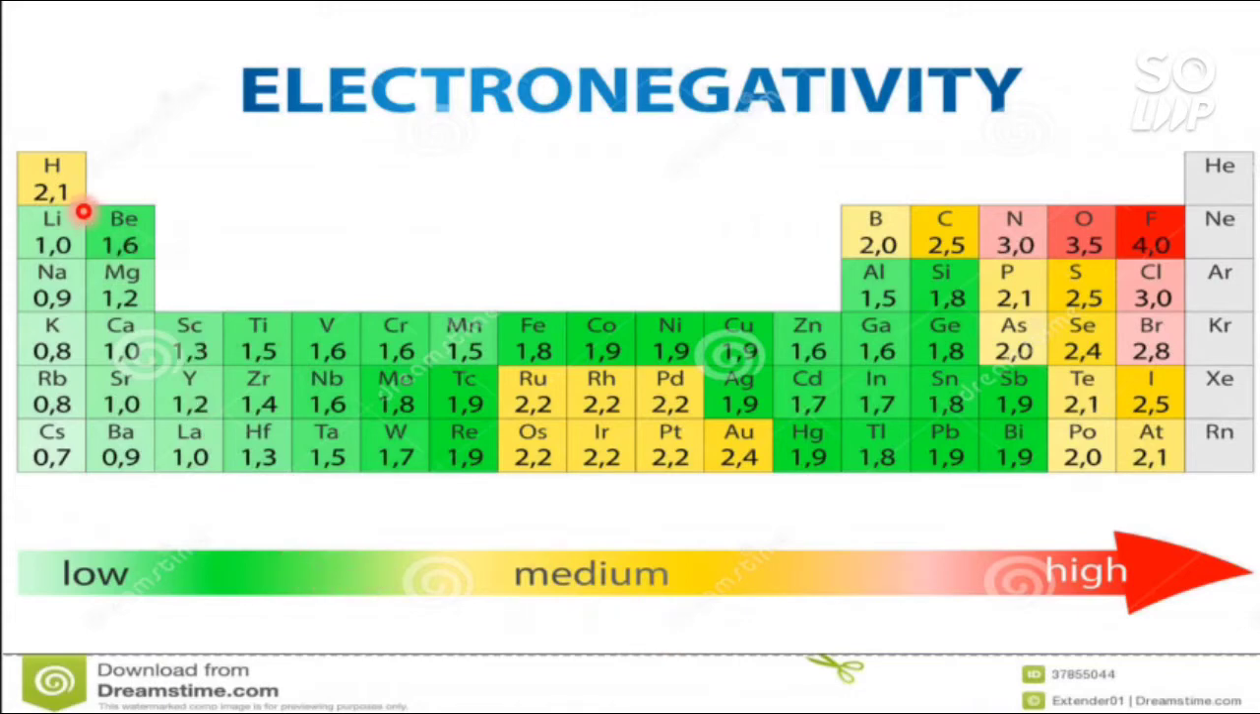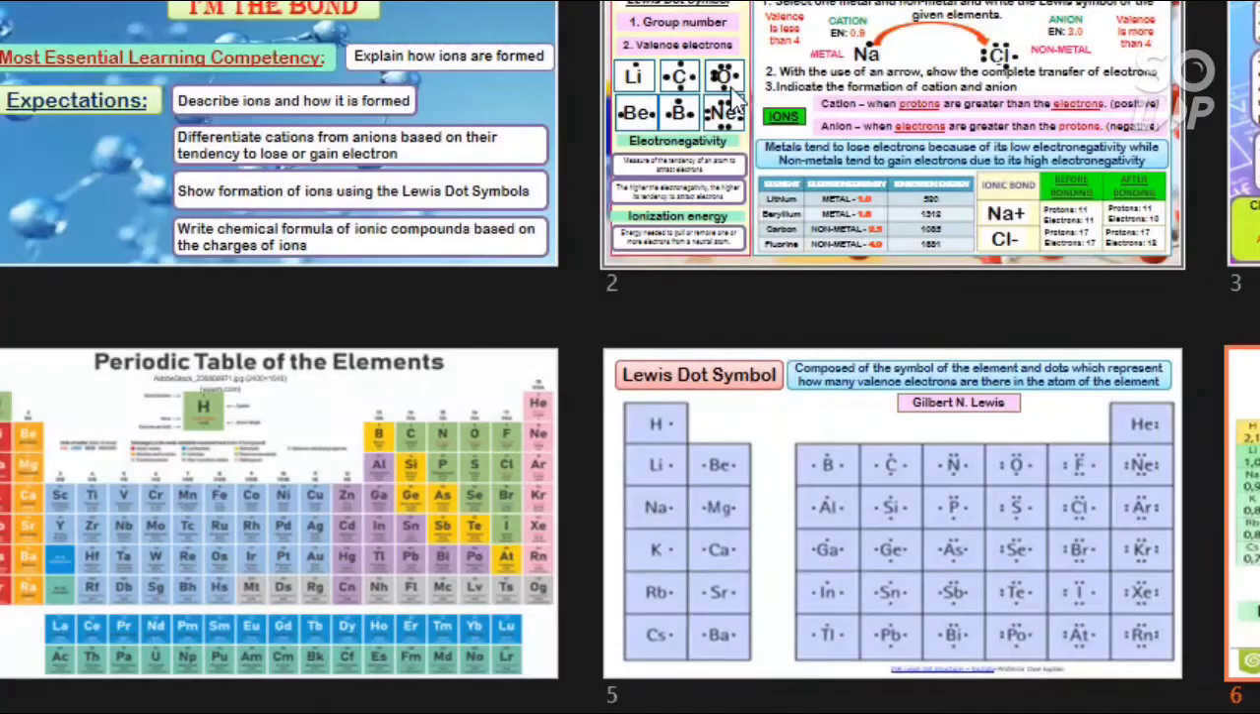In our previous module, I taught you that metals are positioned on the left side, while the nonmetals are located on the right side of the periodic table, which explains why metals have a low electronegativity because they are on the left, and nonmetals have a high amount of electronegativity. So sodium here has 0.9 while chlorine has 3.0. So it is obvious that chlorine has a high electronegativity compared to sodium.